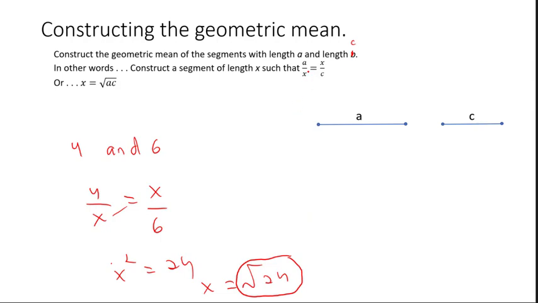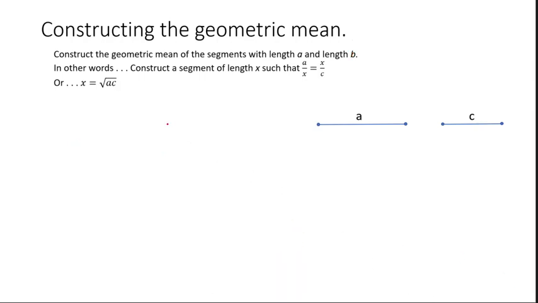But we don't know the length of a and c. We don't have actual numbers per se. But it's going to be a over x equals x over c, just like we had 4 over x equals x over 6. Or another way of saying that would be right here, x is the square root of a times c, just like we got down here with the actual numbers. x was the square root of 4 times 6. So again, we don't have actual numbers to put in there, but that's the concept of what we're doing.